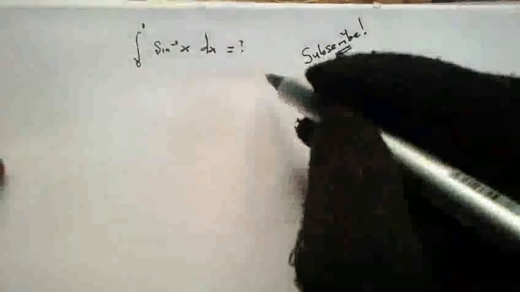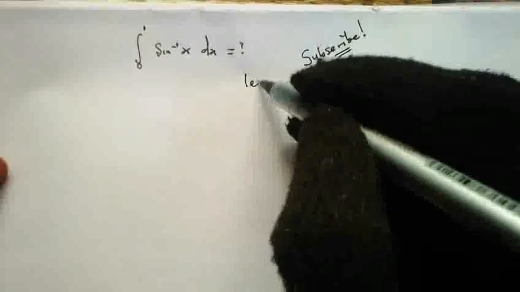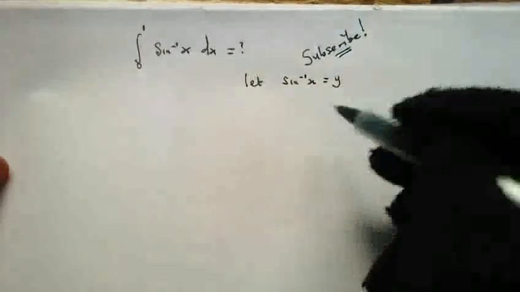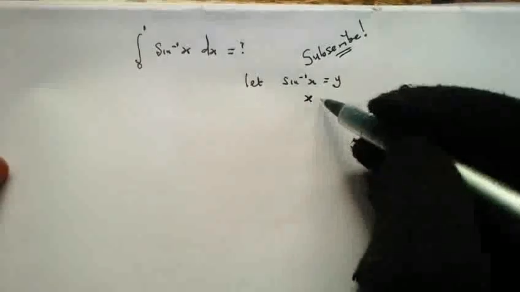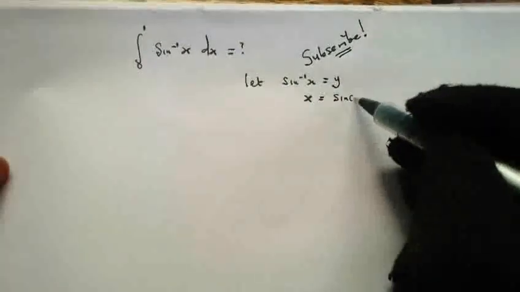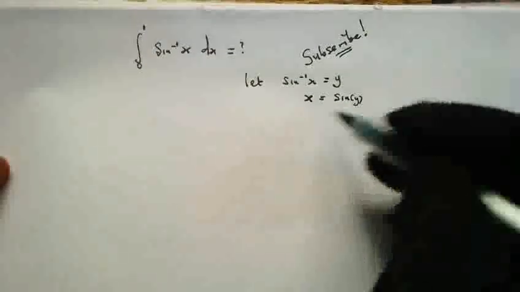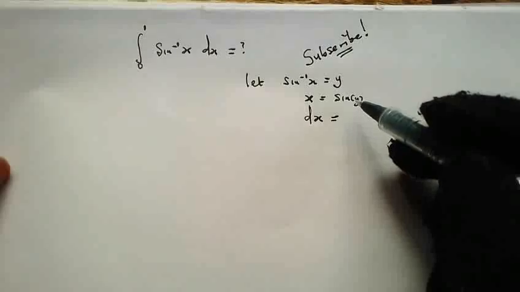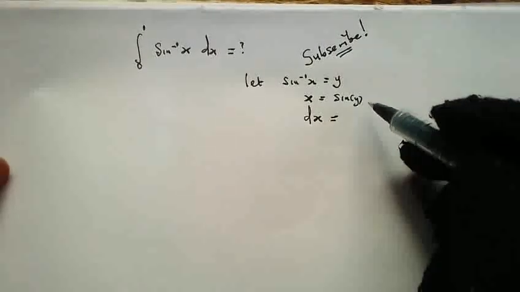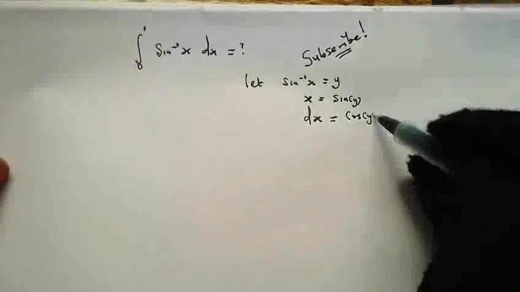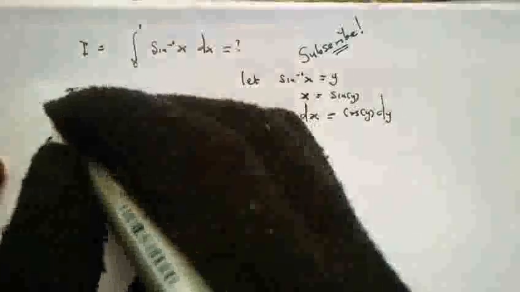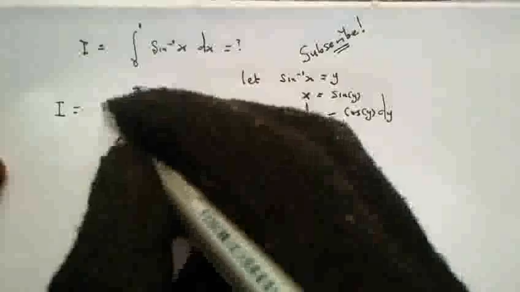Now we're going to start by making a substitution. Let the inverse sine of x equal y. Here we can see that x is equal to the sine of y. Now differentiating both sides, we get dx is equal to the cosine of y dy. Now if I let our integral equal I, so here we get I is equal to the integral.